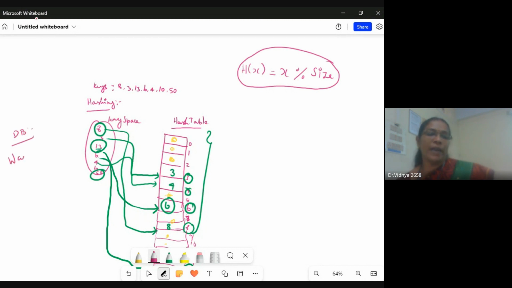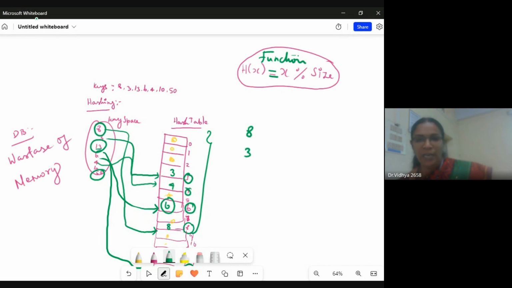Wastage of memory is the drawback, right? So in order to overcome that, we are moving to the hash function. That function is denoted as h(x), where h(x) = x modulo division size. Suppose let us take the same thing with 8, 3, 13, then 6, 4 and 10.